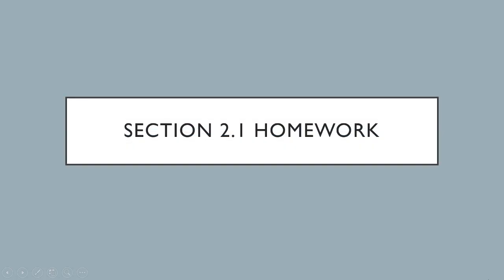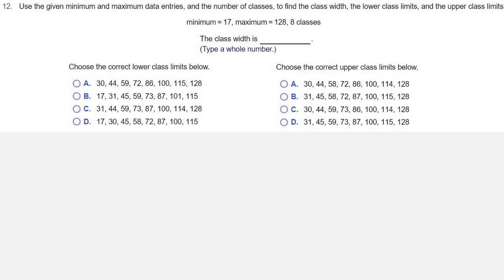We're looking at homework from section 2.1. This is question number 12. Use the given minimum and maximum data entries and the number of classes to find the class width, the lower class limits, and the upper class limits. The minimum is 17, maximum is 128, and we have 8 classes.